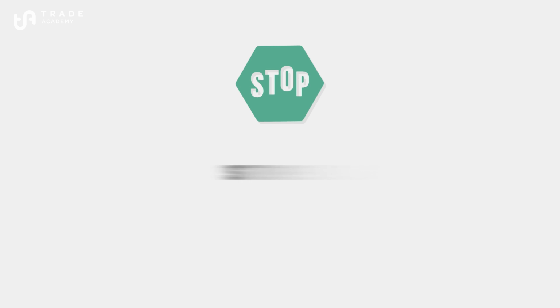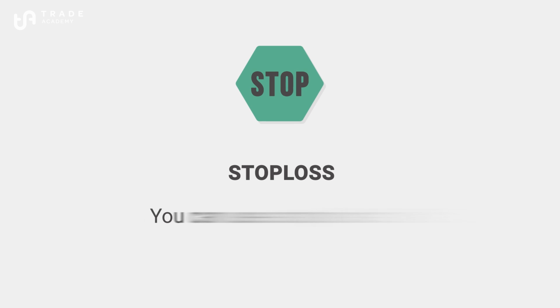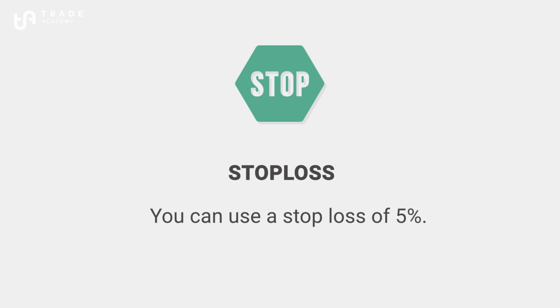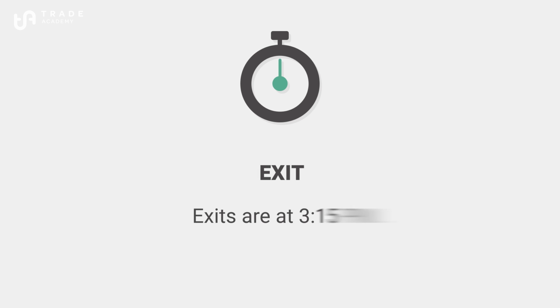For stop loss, we don't really use a stop loss because it's a high volatility trade, but you can use a 5% stop loss on your trade. The exits are always at 3:15 p.m. That's 15 minutes before the market closes, and that's required for intraday strategies to be closed at that price.